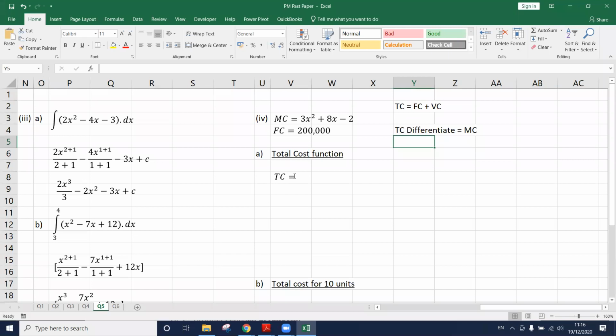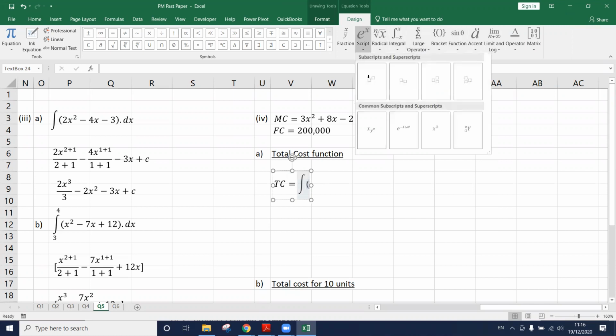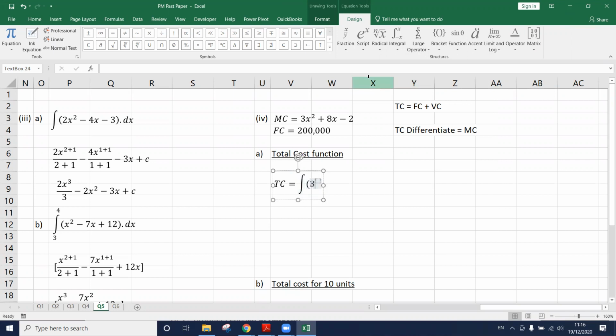What we need to do? Yes, right. If we integrate the marginal cost function, then we will get the total cost function. Therefore, in this sum, we need to find the integration of this given function, 3x squared plus 8x minus 2. After integrating this marginal cost function, we can get the total cost function. Right? So, what should be the answer here?